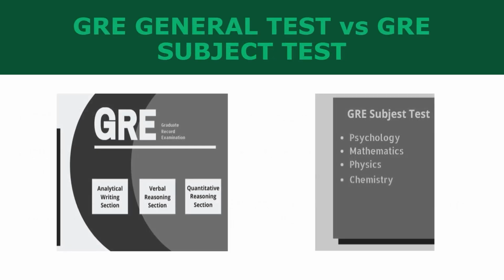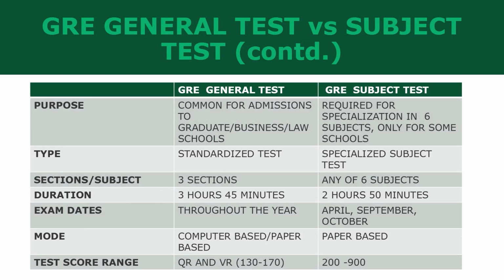GRE General Test will check your analytical writing, verbal reasoning, and quantitative aptitude skills, while the GRE Subject Test will assess your domain-specific knowledge. Now, we should know the topics and subjects required for both the tests. Let us first see the purpose, type of test, sections, subject, duration, exam dates, mode of test and test score range for both the types of GRE tests.